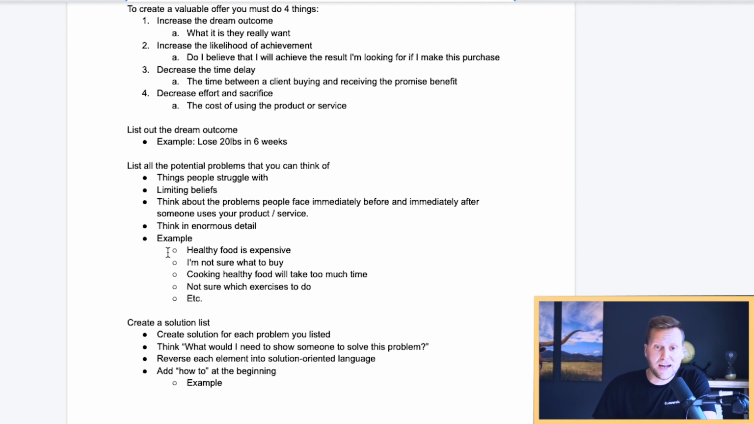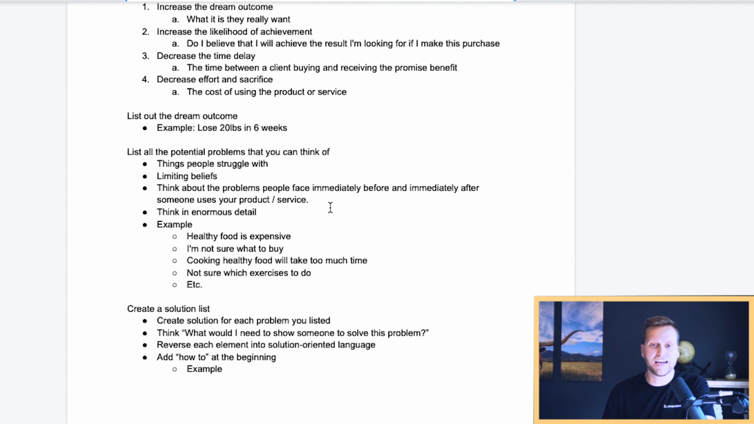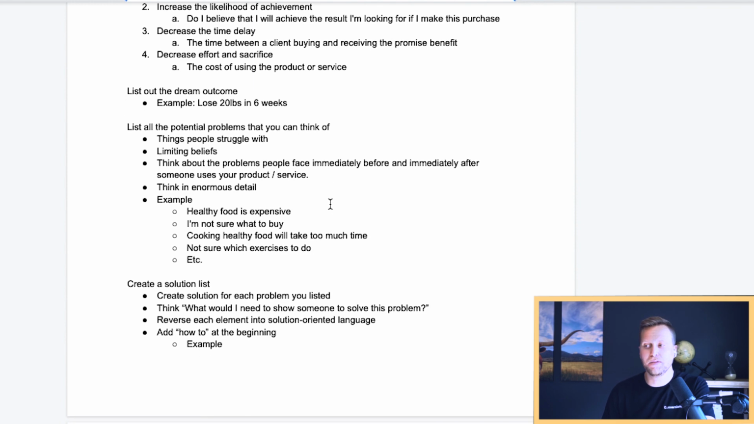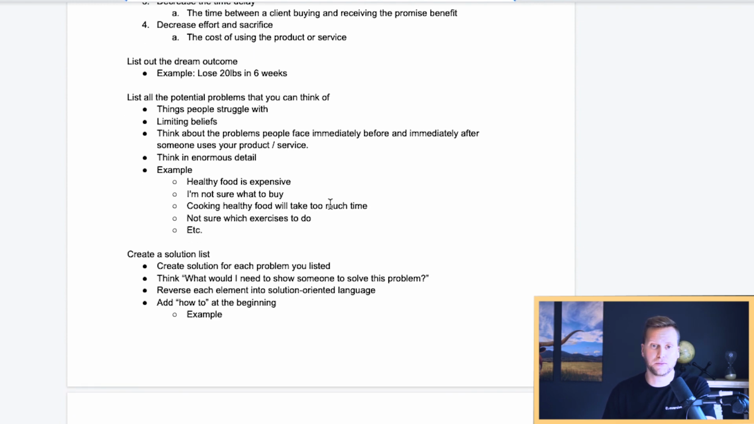Next thing that you want to look at is list all the potential problems that you can think of. Things that people struggle with, their limiting beliefs. Think about the problems that people face immediately before and immediately after someone uses your product or your service. Think in enormous detail. Try to create as many examples as you possibly can. So I have a couple examples here. Healthy food is expensive. I'm not sure what to buy. Cooking healthy food essentially will take way too much time, and I'm not sure what exercises to do, etc.